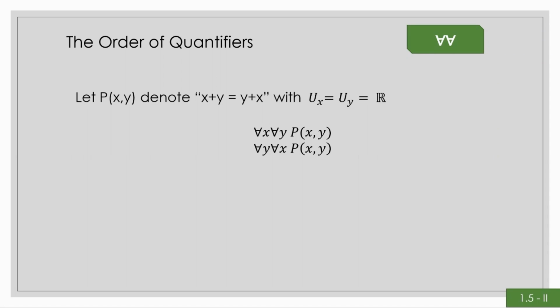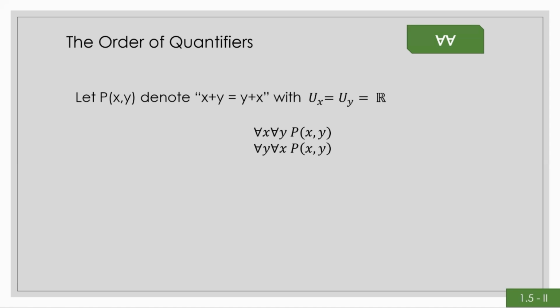And what I want to discuss is, is there any difference if I say for all x and all y versus if I say for all y and all x? Notice that the inputs don't swap for my two propositional functions. They still go in the same order, x then y.